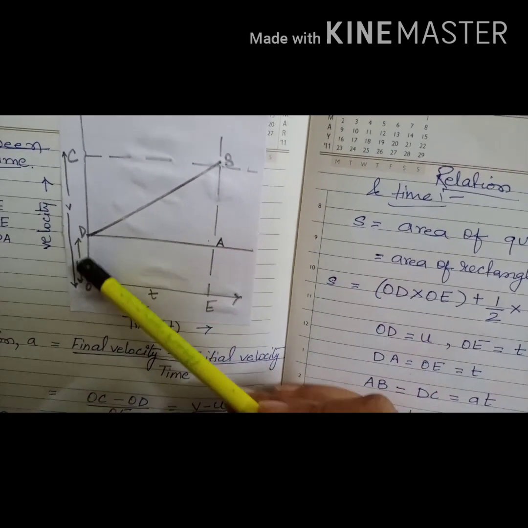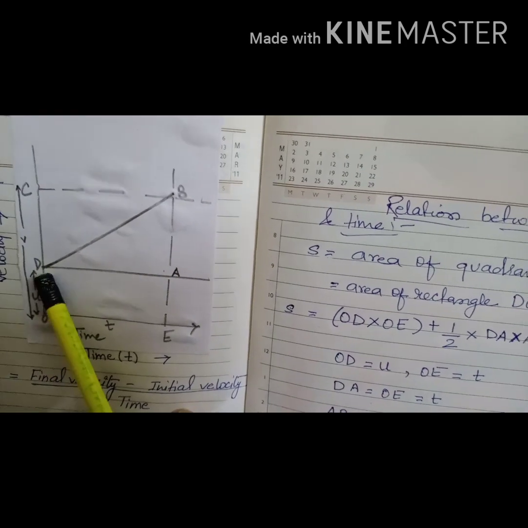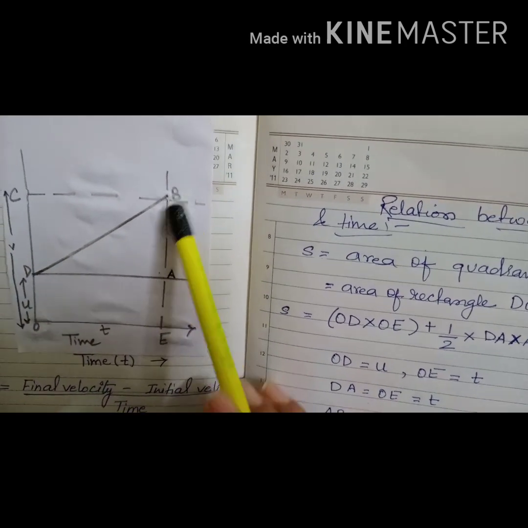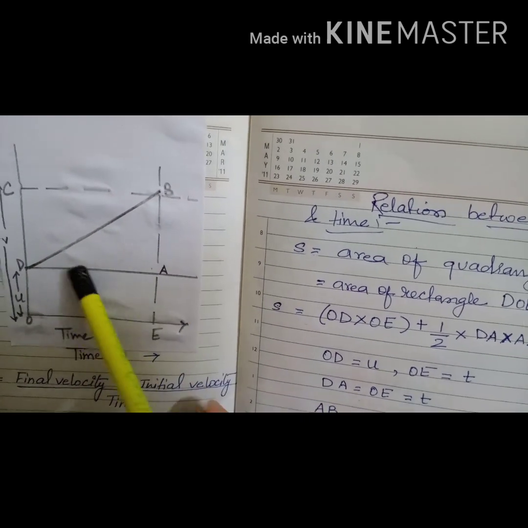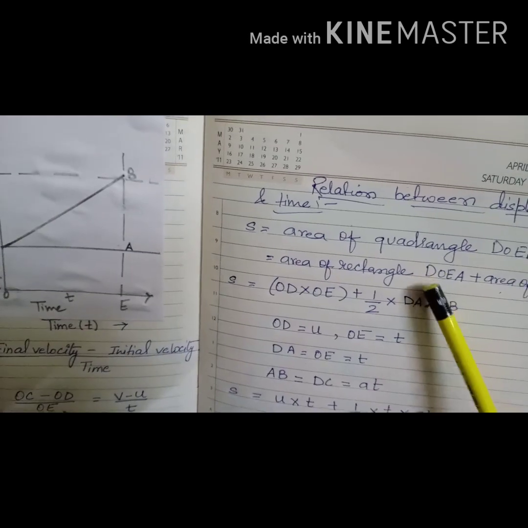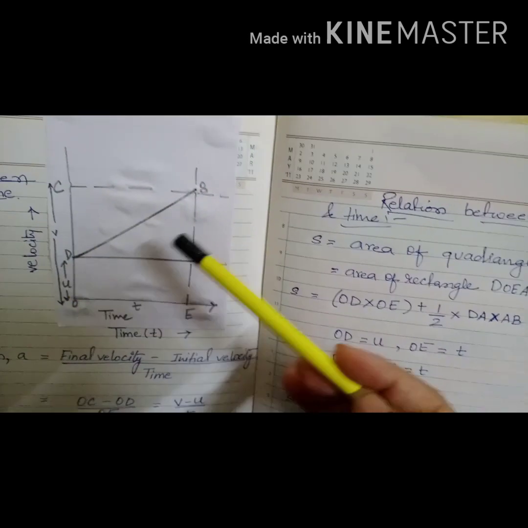DOEB, this full thing you have to take into consideration. It is nothing but the rectangle plus the area of the triangle. This is a right angle triangle and this is the rectangle. So area of rectangle DOEA plus area of triangle DAB.